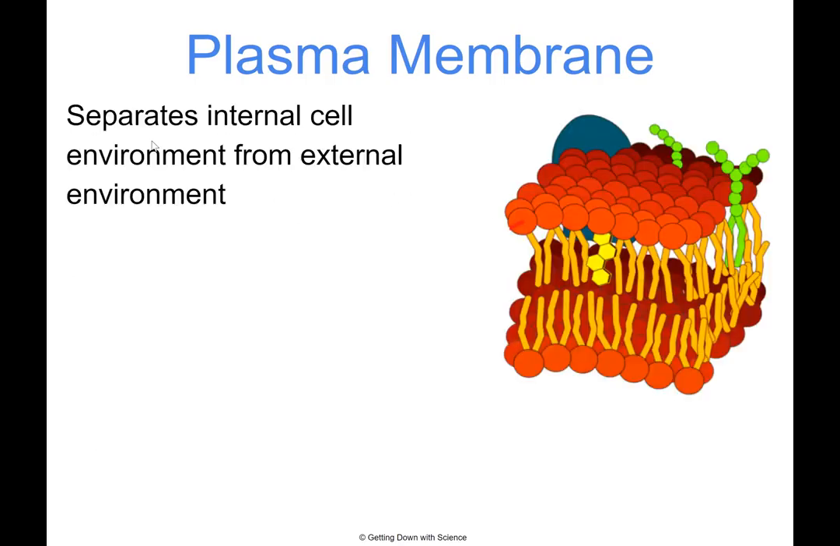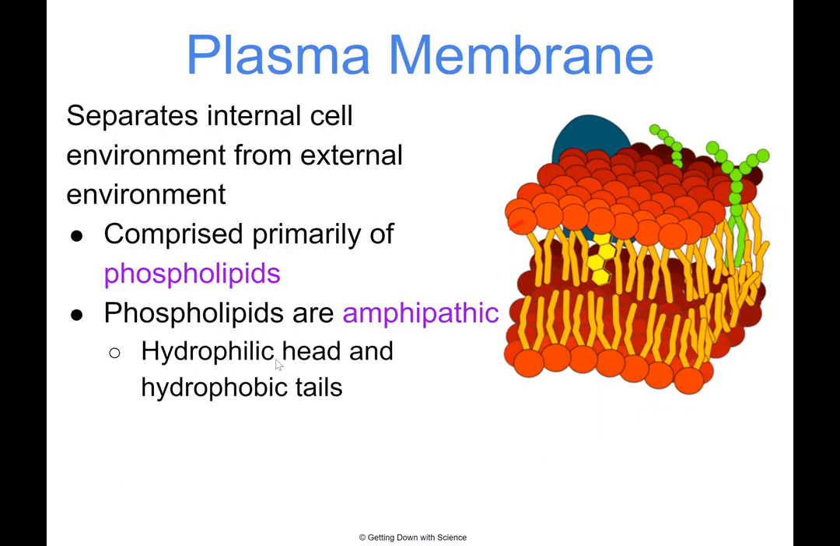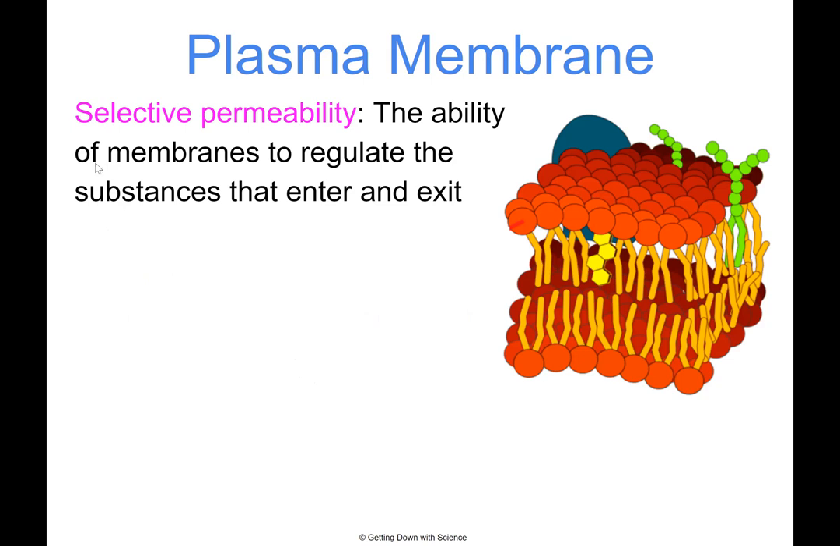Okay, so the plasma membrane separates the internal cell environment from the external environment. And you'll notice that it is a double layer membrane. So it's comprised mostly of phospholipids. And notice how they arrange themselves to protect themselves from the water. So they are what we call amphipathic. Hydrophilic heads, hydrophobic tails. They're opposite each other. And so they naturally form a bilayer. This makes them selectively permeable so they can actually regulate what moves into or out of the membrane.